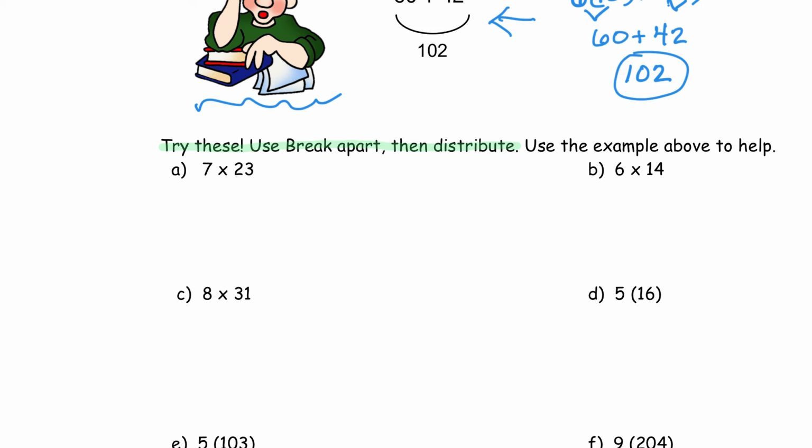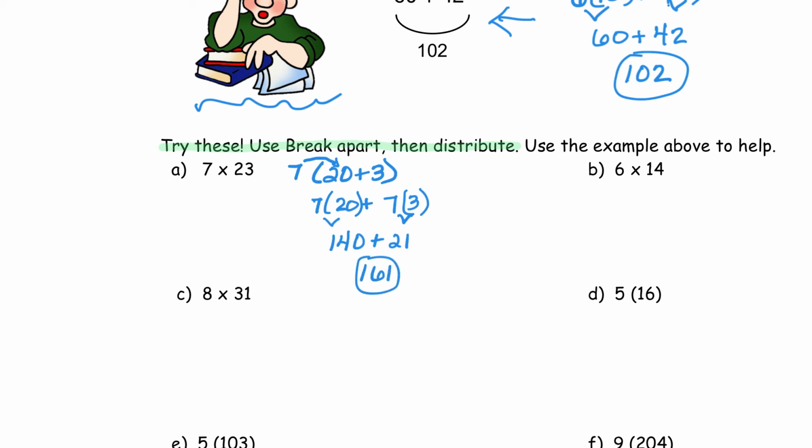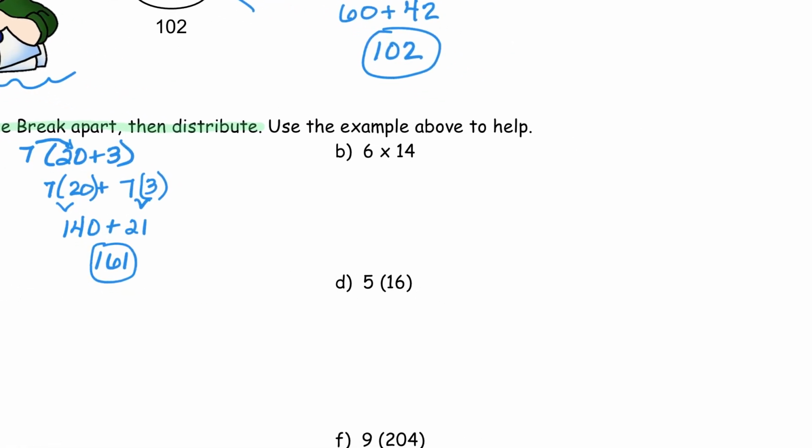If I break apart this 23, it would be 7 times 20 plus 3. There you have it. And now all you're going to do is multiply using the distributive property. 7 times 20 plus 7 times 3. And then I'm going to continue. 7 times 20 is 140, plus 7 times 3 is 21. My final answer is 161. All right, great job. Let's take a look at example B.